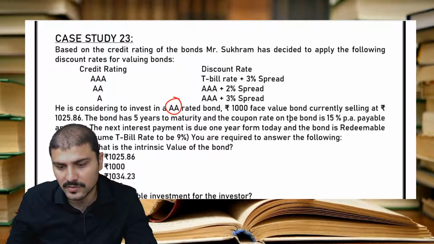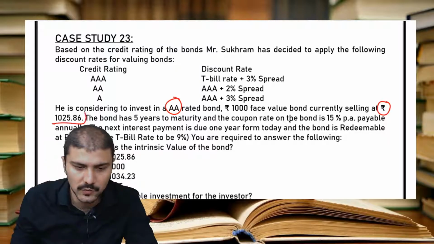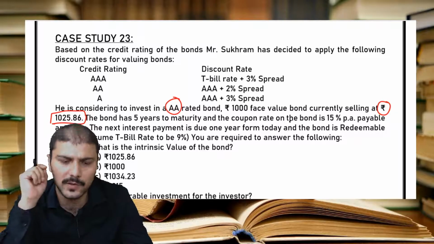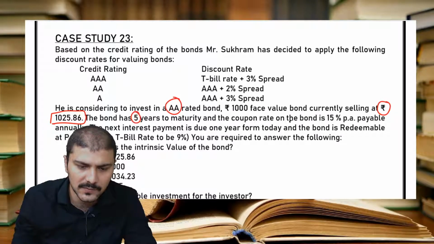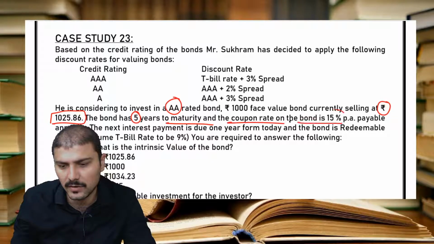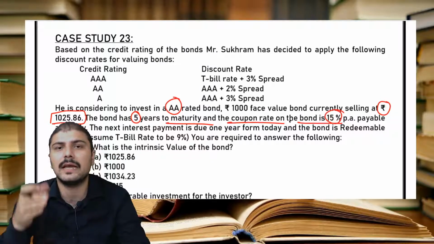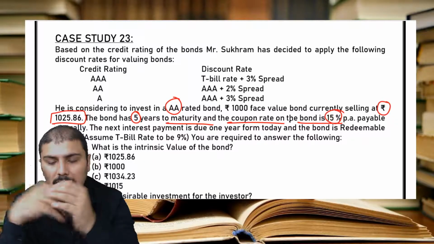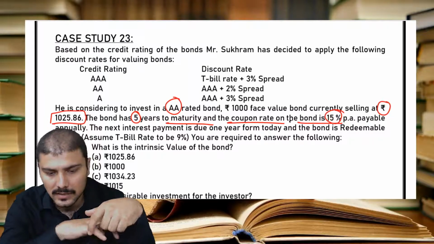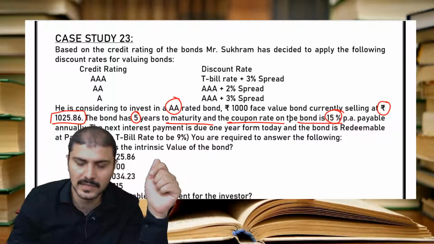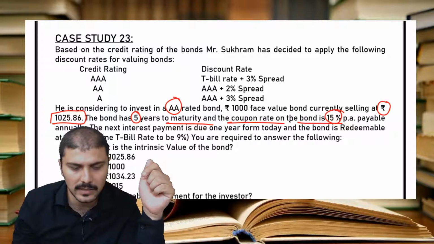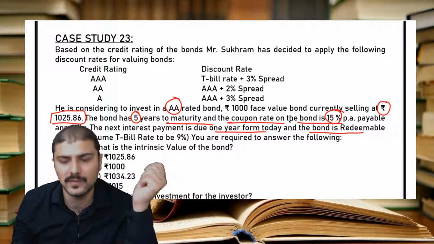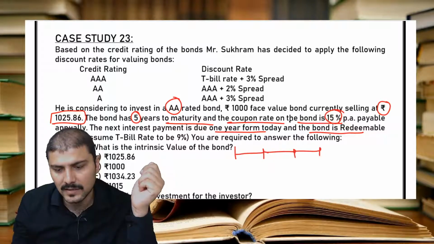The rupees 1000 face value bond is currently selling at rupees 1025.86. So if I want to purchase this particular bond today, then how much I have to pay? 1025.86. The bond has 5 years to maturity and a coupon rate on the bond is 15%. That coupon rate means the interest payment I am going to receive. If I invest a fund in this, then I will receive 150, 150, 150 till the time of 5 years, payable annually. The next interest payment is due 1 year from today and the bond is redeemable at par.